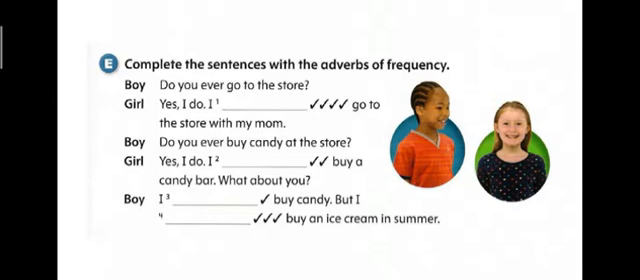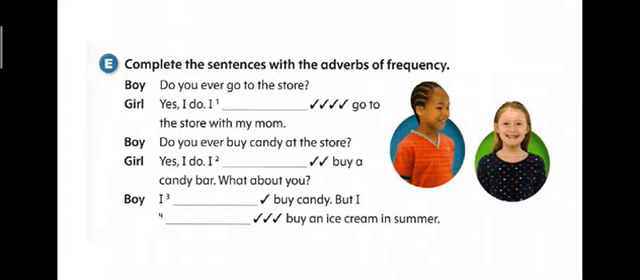That's correct. Do you ever buy candy at the store? Yes, I do. I buy a candy bar. What about you? We have two checks. So that could be yes, sometimes. Yes, I do. I sometimes buy a candy bar. And what about you? I buy candy. There's one check. So that means that he doesn't like the candy. So I hardly ever buy candy.